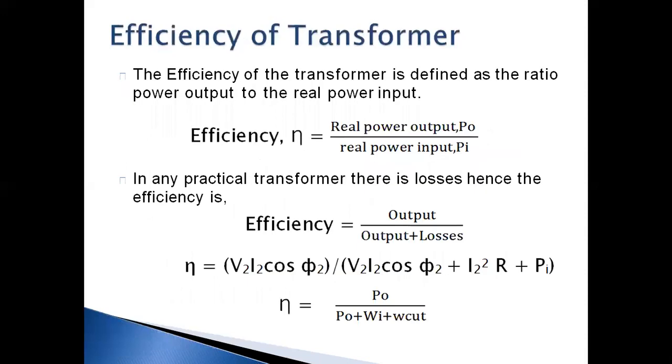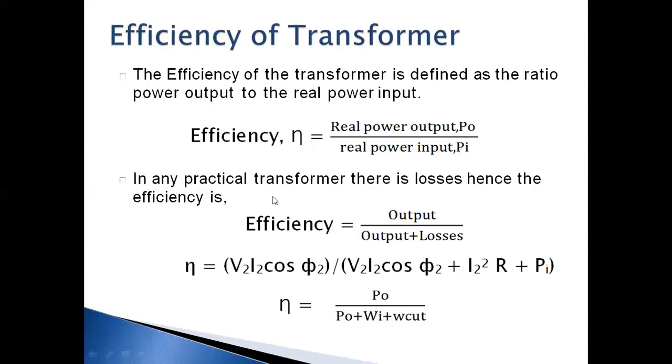Now we will come to another part, called the efficiency of the transformer. The efficiency of a transformer can be defined as the ratio of power output to the real power input. P suffix O stands for the power output, and P suffix I stands for the power input. So the efficiency eta can be written mathematically as real power output, P suffix O, divided by real power input, P suffix I.